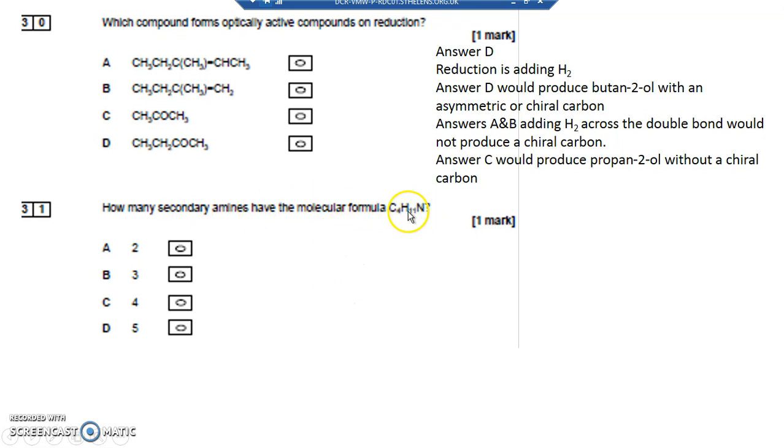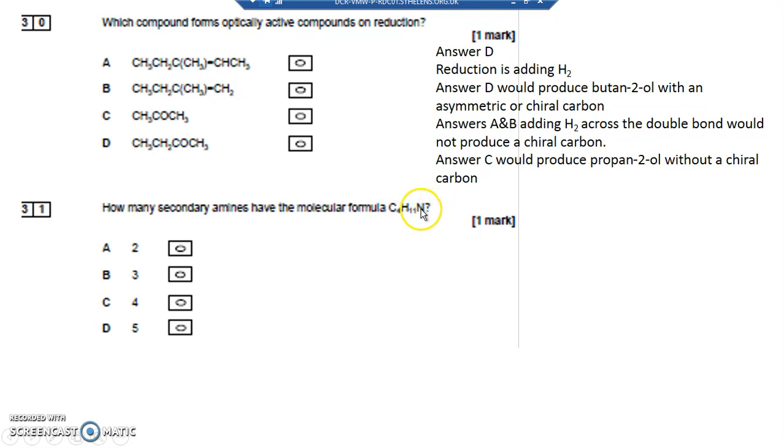C4H11N? Tricky question this. The N has got to be bonded to 2 other carbons. That's what a secondary amine has. A primary amine has the N bonded to 1 carbon, the secondary amine has the N bonded to 2 carbons, and a tertiary amine has the N bonded to 3 carbons. So it's got to be bonded to 2 carbons. It's got to be in the middle of this chain. If it was at the end of the chain, it would only be bonded to 1.